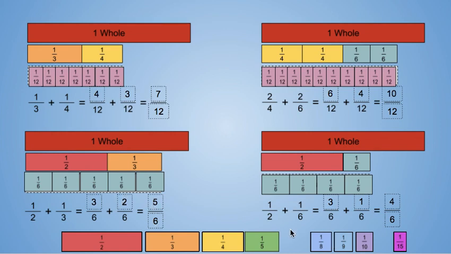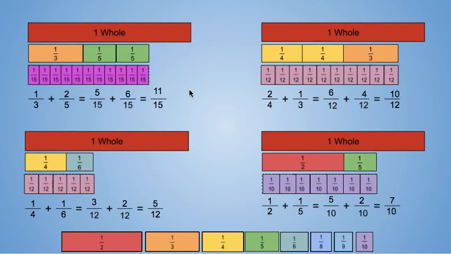5/6. Here we have 1/2 and 1/6. And it's given that sixths will divide into both of those fractions evenly. 1, 2, 3/6 equals 1/2. That's right here. 3/6 equals 1/2. And here, 1/6 equals 1/6. That's the same. 3 plus 1 equals 4/6. Moving on to the next slide.